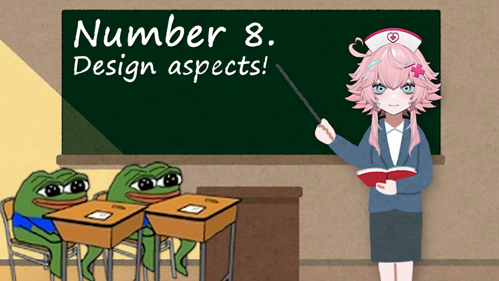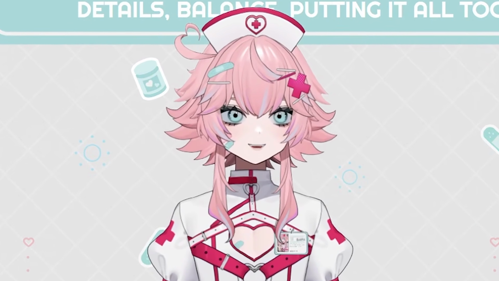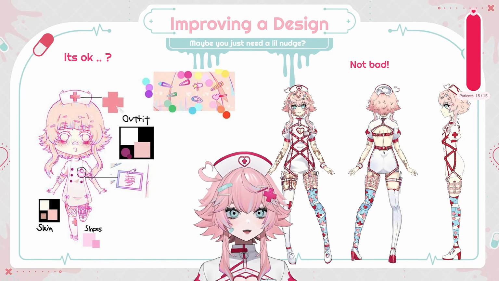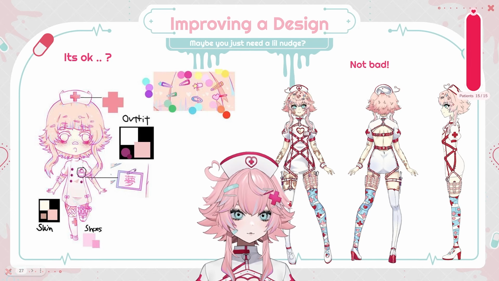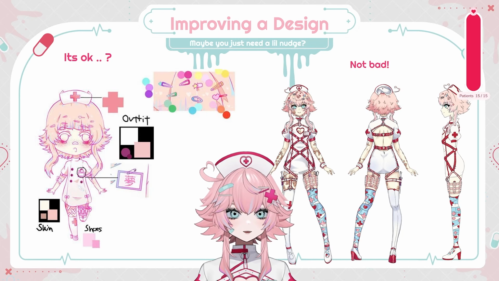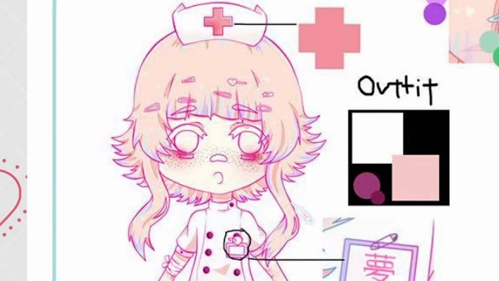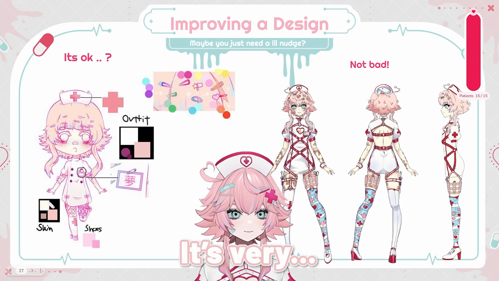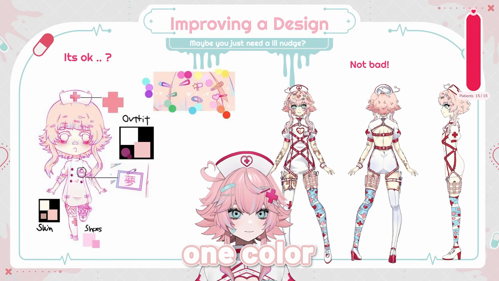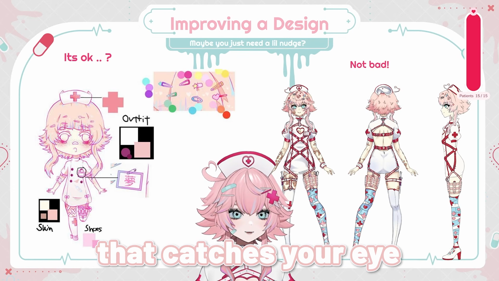And then design aspects! Now we're gonna rip into my old design, okay? This is what you all have been waiting for. So here we have my very old design. That was 2016. It was a nurse uniform. I didn't have any good recognizable shit going on other than my hair. Keep in mind the eye color is still the same. Very bland. It's just white with a little bit of pink here. It's very one color. It's not very balanced at all. You don't have any accent color. You don't have anything that catches your eye.